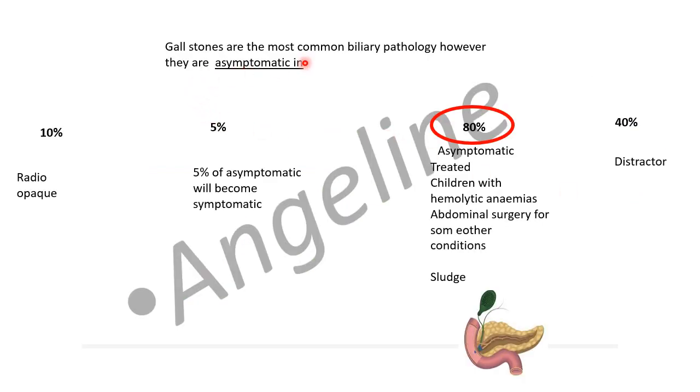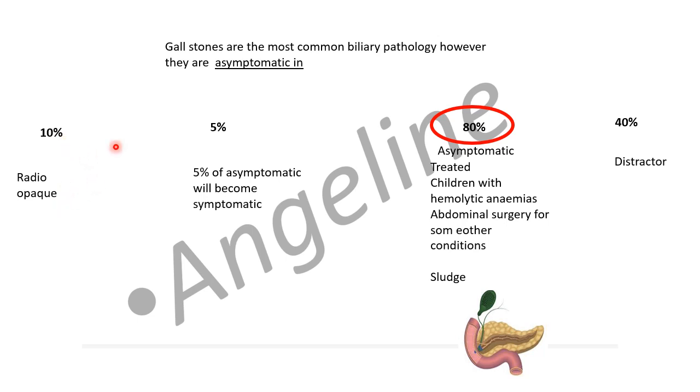Now, gallstones are the most common biliary pathology. However, they are asymptomatic. Now, I didn't want to keep on covering the answers and then opening them one by one. It's a waste of your time first. No need to keep anything so suspenseful. Give the right answer and give the explanation. Tell why the wrong answer is wrong, and that's it. So, they are asymptomatic in 10%? No. The 10% is they are radiopaque.